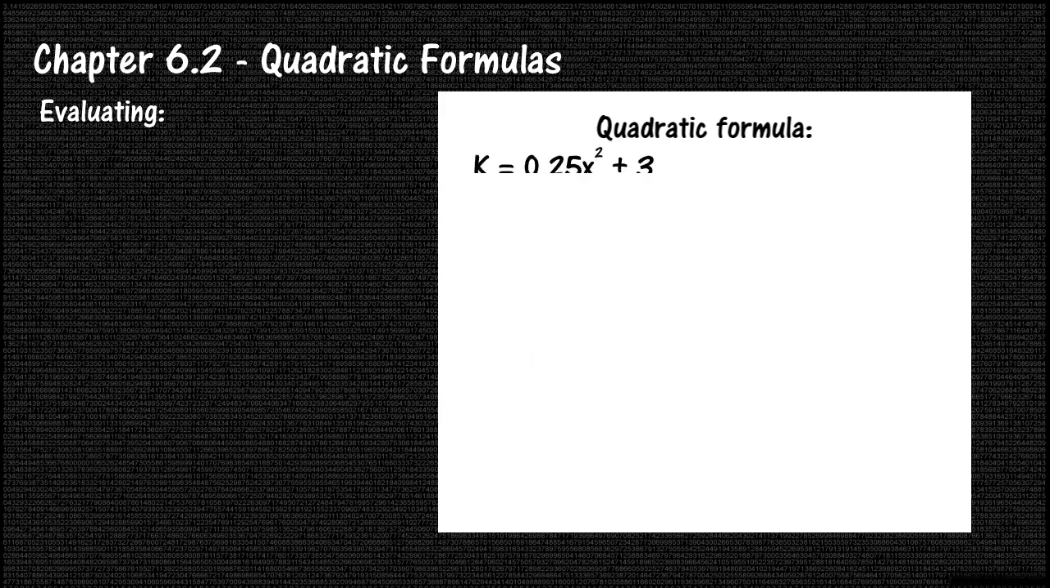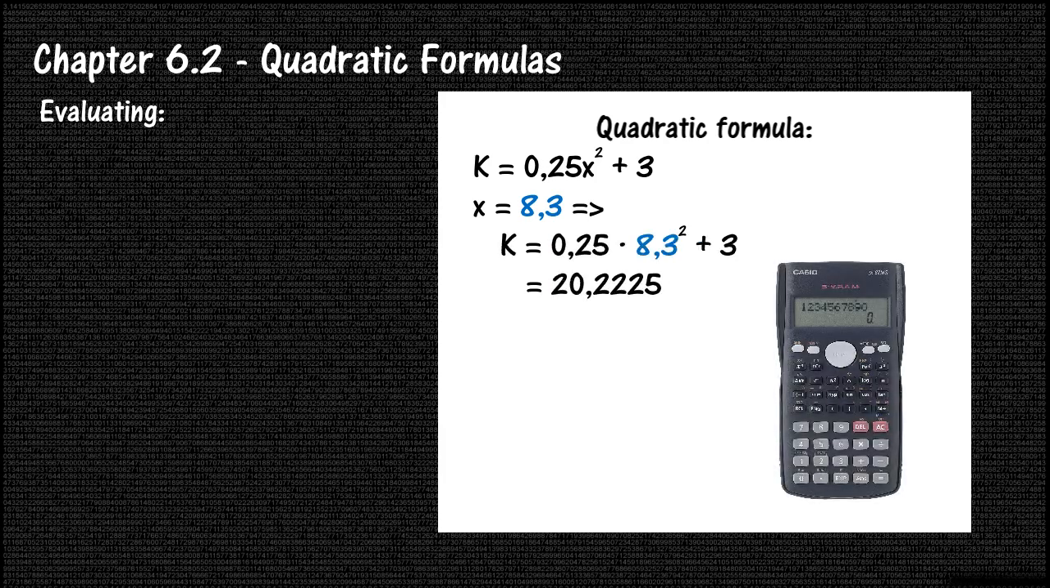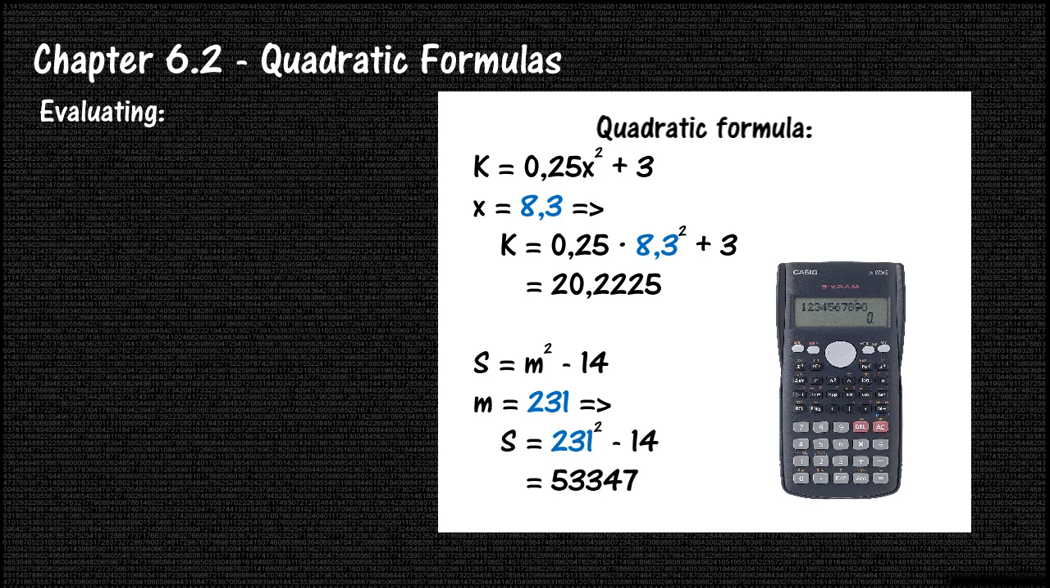When you need to calculate the square of a decimal, you are allowed to use a calculator. The same goes for really big numbers. I mean, come on, who can do the square of 231 mentally?